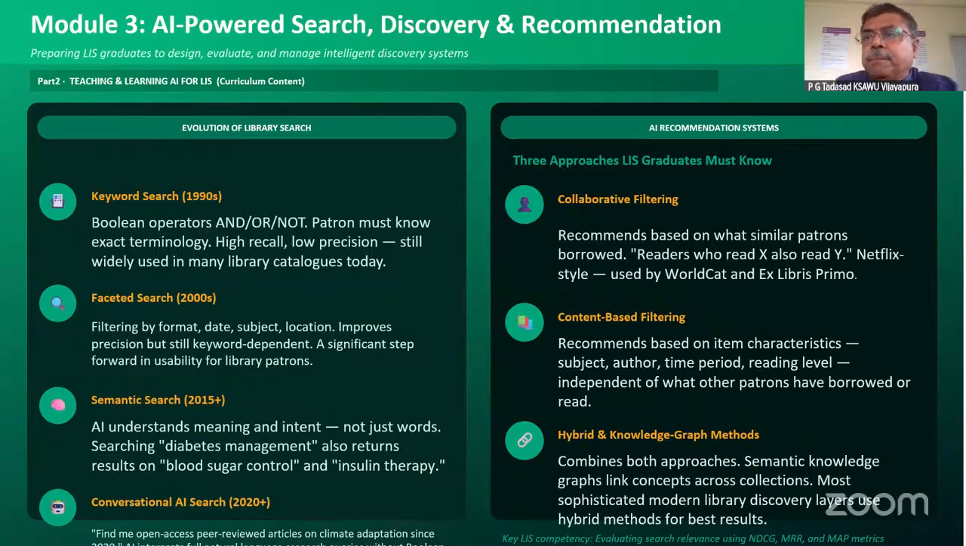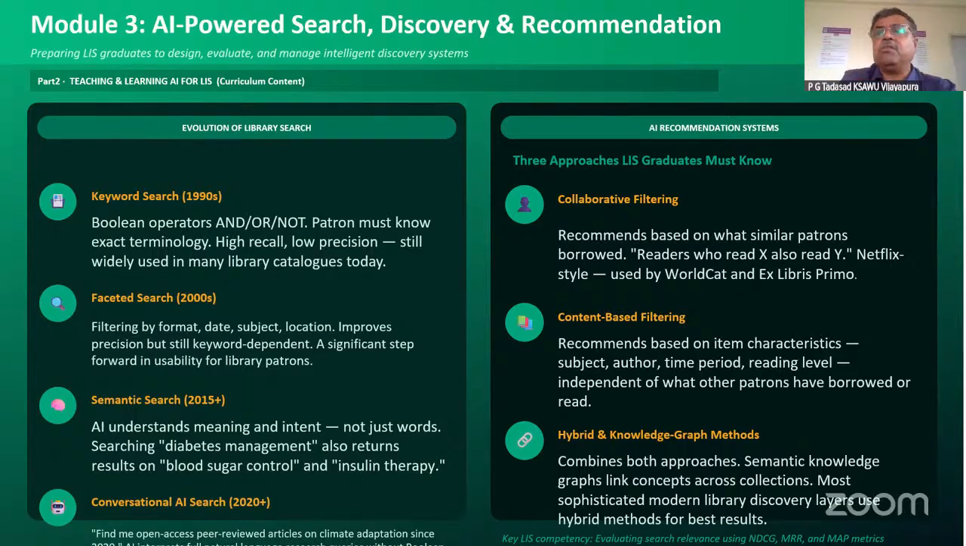Information searching we have done, online information searching we have done. Now AI-powered search, discovery and recommendation. All of us are understanding how it comes out with some kind of text before us, how it puts those things.